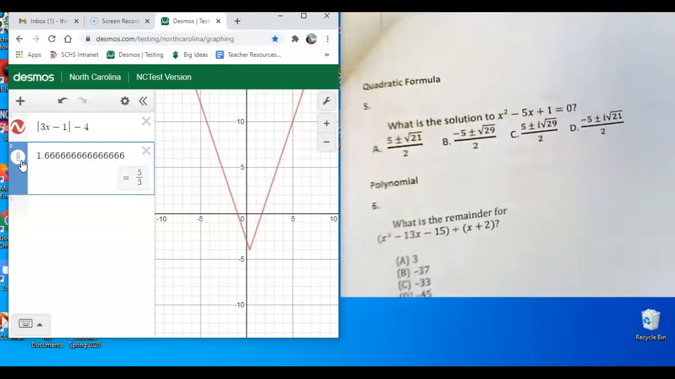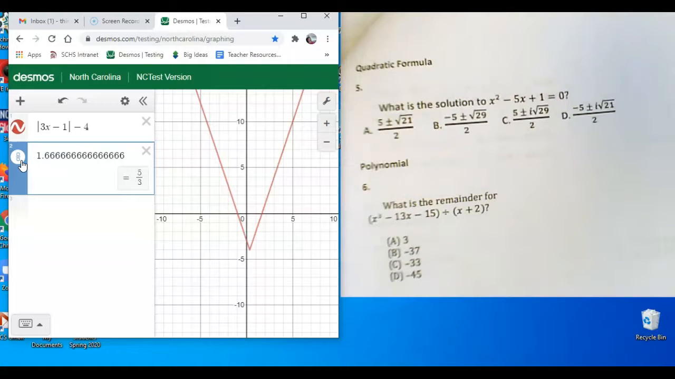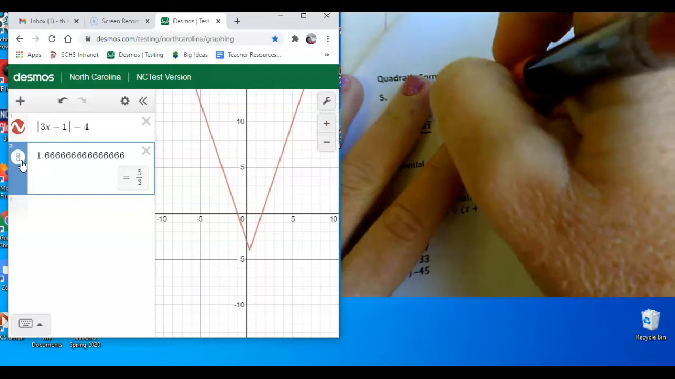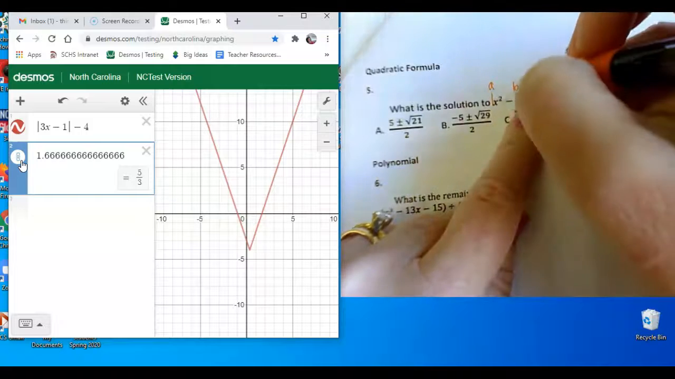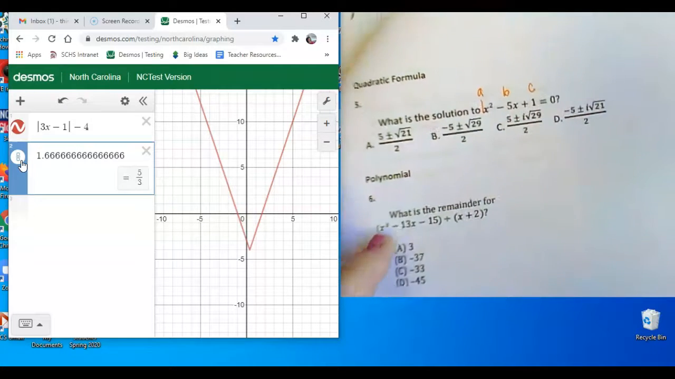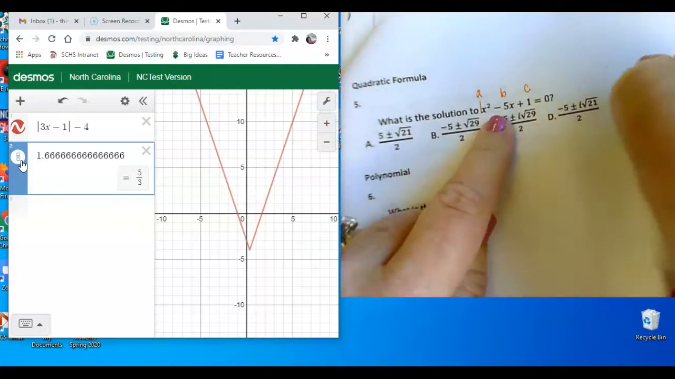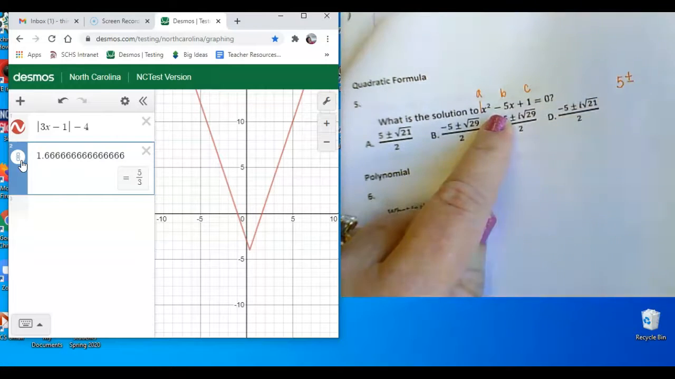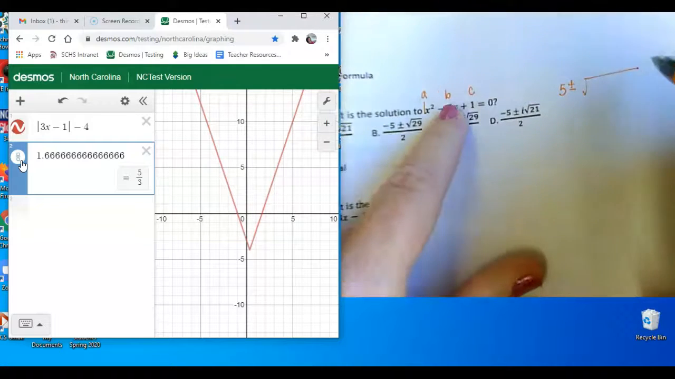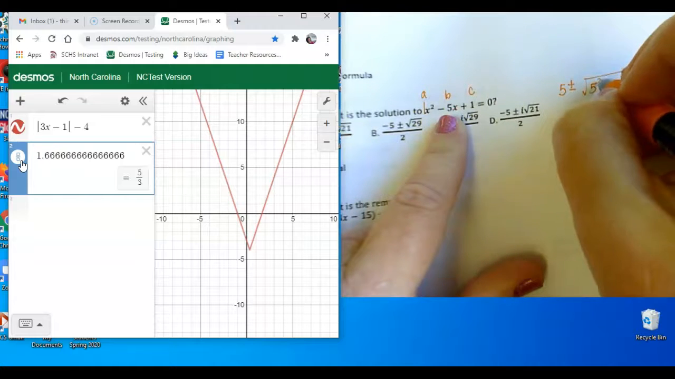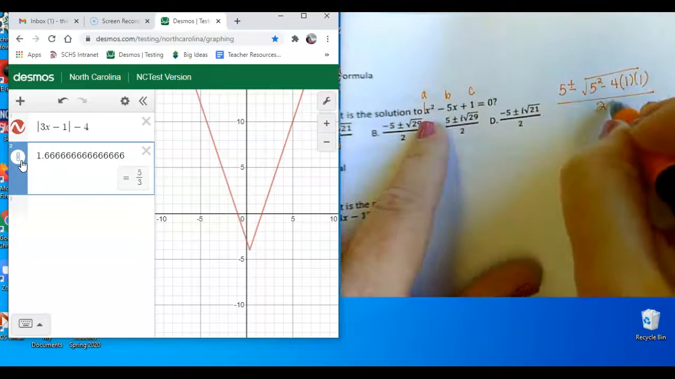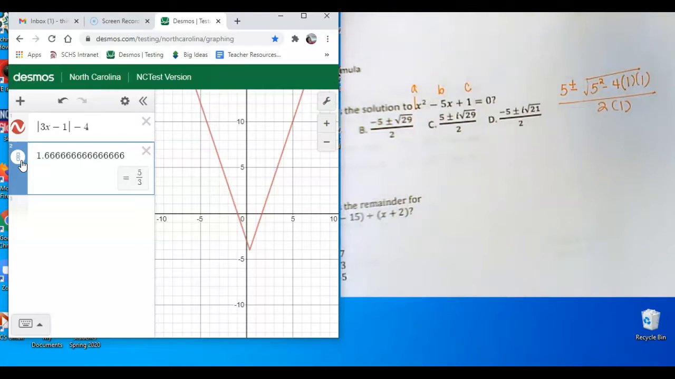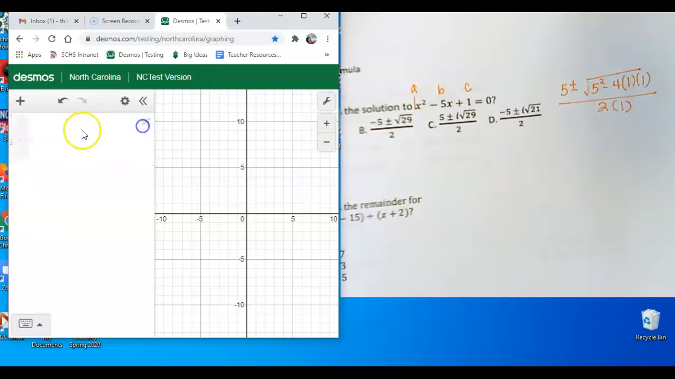Alright, number 5 is talking about the quadratic formula. And if you remember the quadratic formula, we do need to know A, B, and C. A is understood to be the number in front of x squared. B is our coefficient of x, and C is our number at the end. So we're going to start off with -b, which means we're going to change that sign. And then we're going to do the square root of b squared. B squared will always be positive, so I drop that negative. Minus 4ac over 2a.